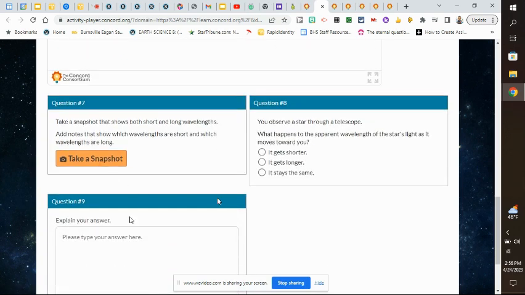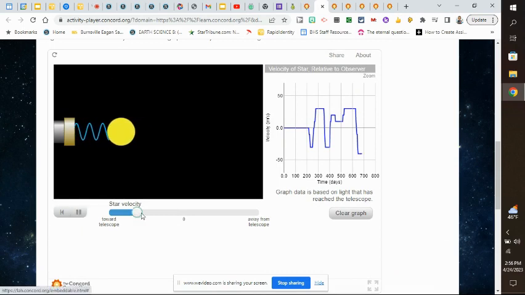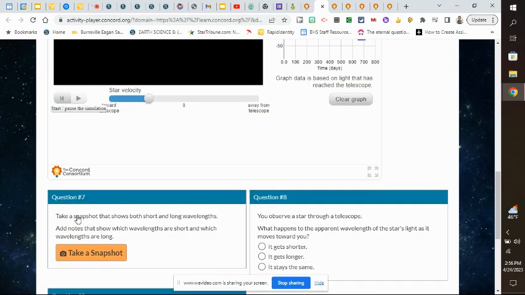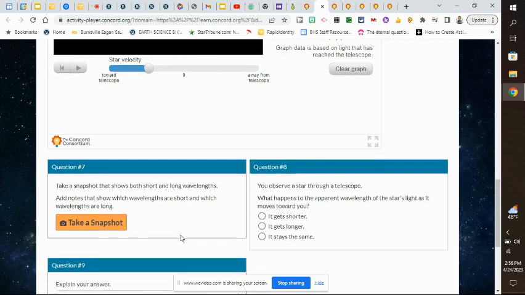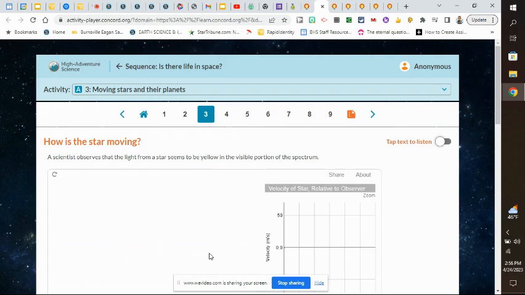It says to take a snapshot that shows both long and short wavelengths. If you don't know how to do that, I'll do that real quickly for you. Okay, I'm showing long wavelengths, short wavelengths, and I'll click pause. So practice that, and then you can take a snapshot by clicking Take a Snapshot, answer the questions, and move on to the next one.